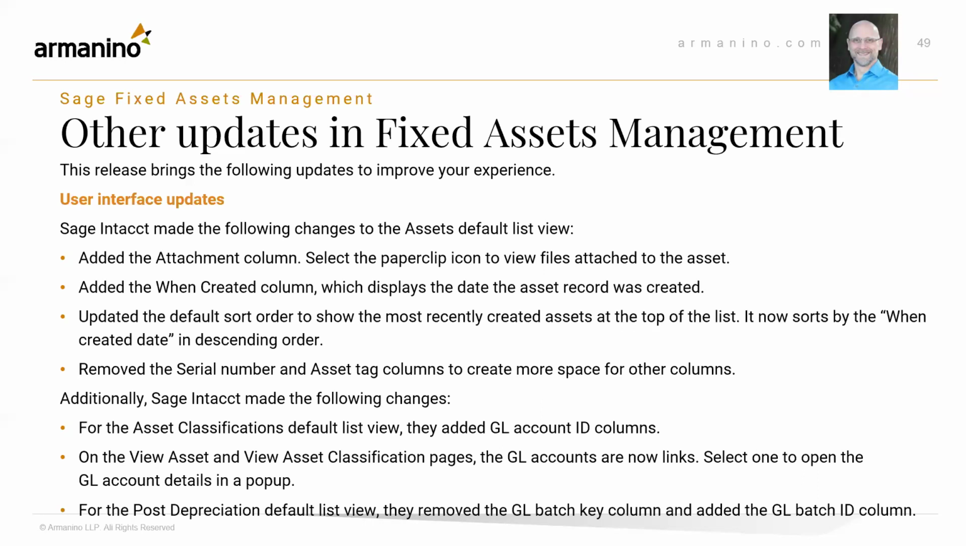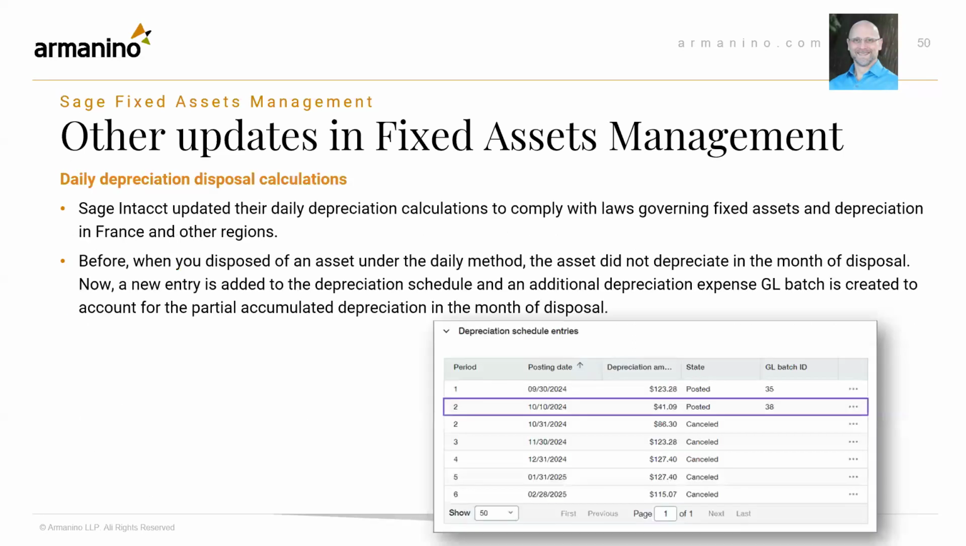Additionally, they made the following changes. For the asset classifications default list view, they added GL account ID columns. On the view asset and view asset classification pages, the GL accounts are now links, which is cool. Select one to open the GL account details in a pop-up. For the post-depreciation default list view, they removed the GL batch key column and added the GL batch ID column, which they probably should have done from the beginning, but who am I to say?